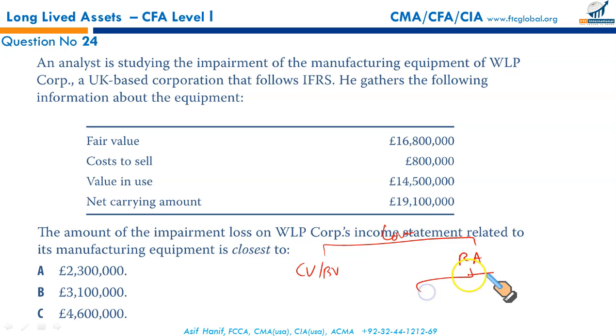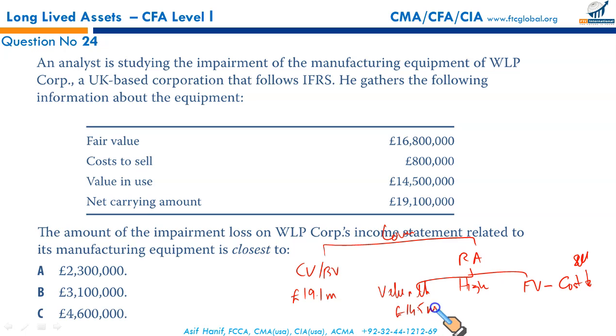So what is recoverable amount? A recoverable amount is the higher of two things. First, value in use, and second is fair value minus cost to sell. Your carrying value or book value is given as 19.1 million pounds. Your value in use is given as 14.5 million pounds. Your fair value is given as 16.8 million pounds. Your cost to sell is 0.8 million pounds, which means the fair value minus cost to sell is 16 million pounds. And your value in use is 14.5.